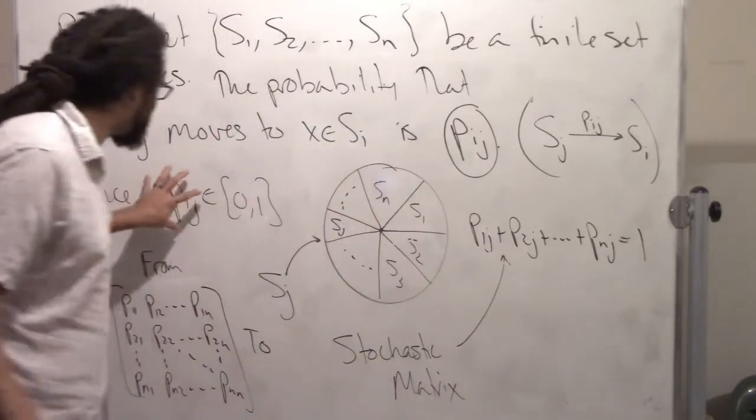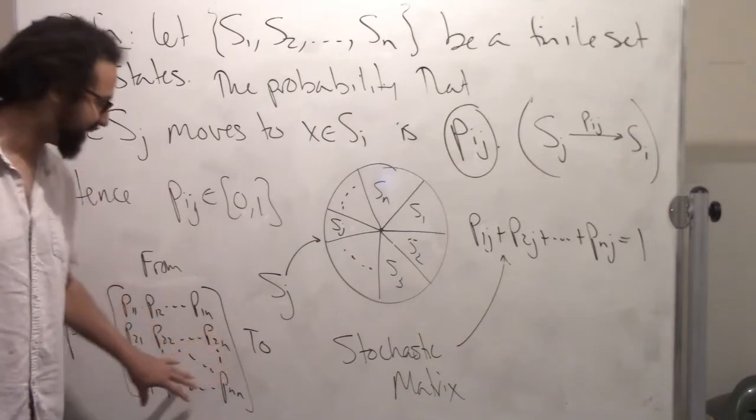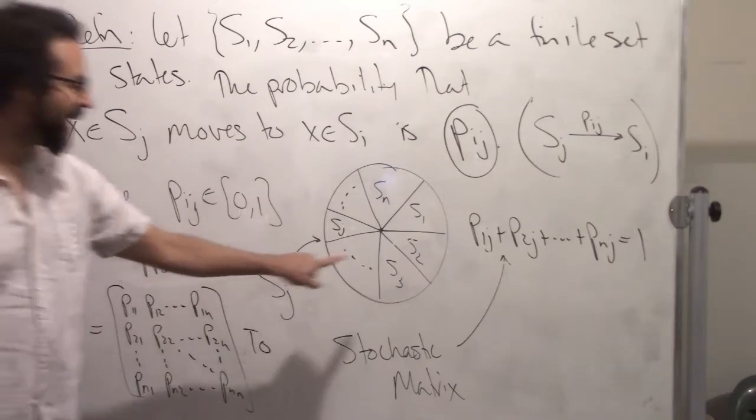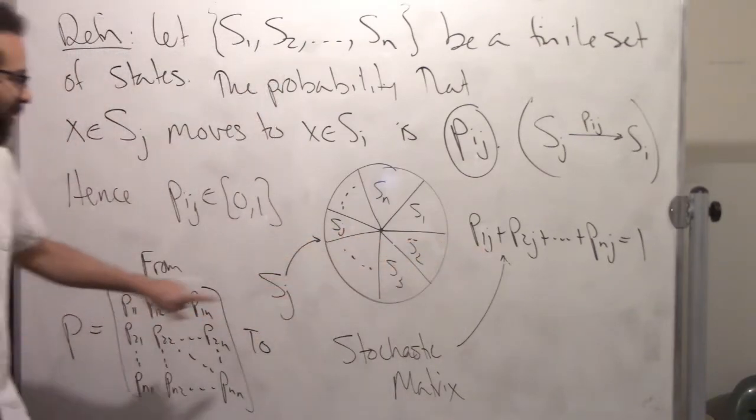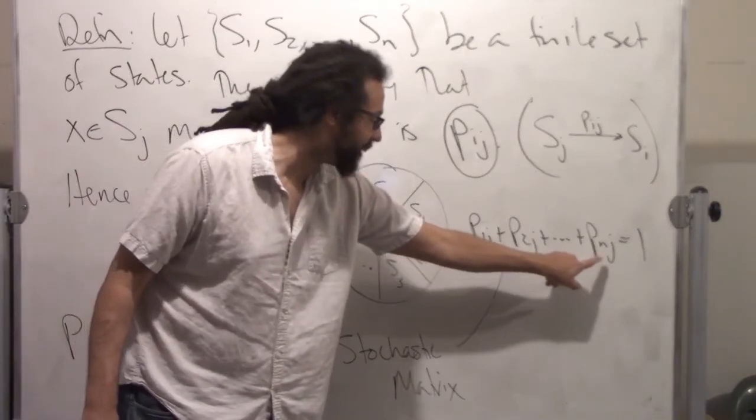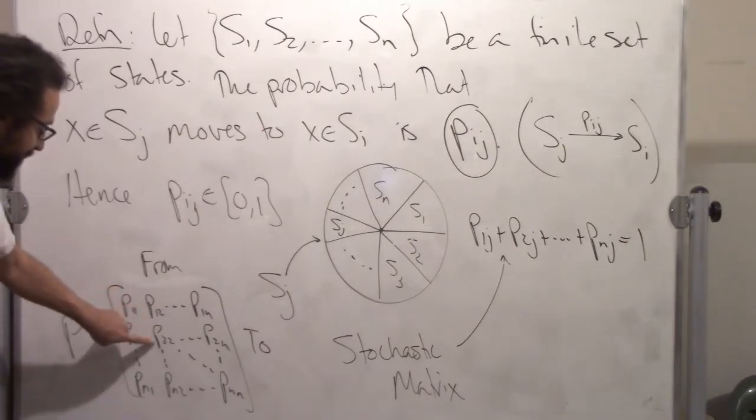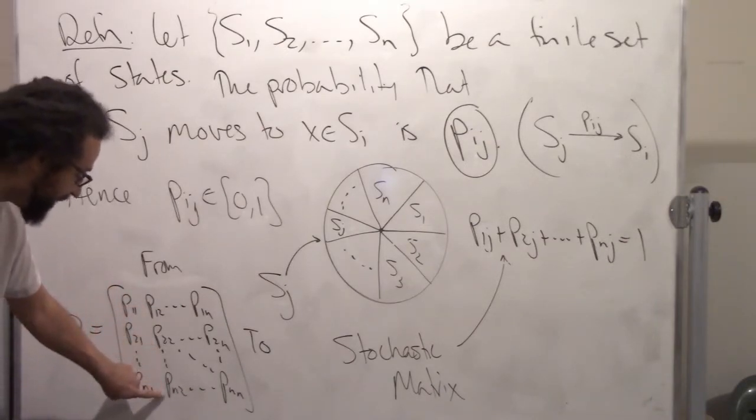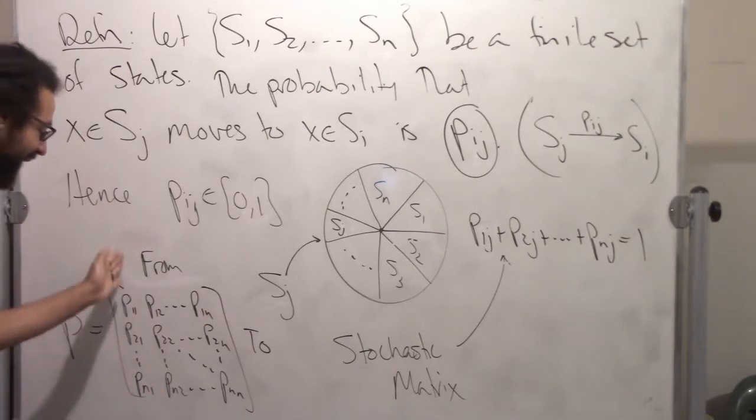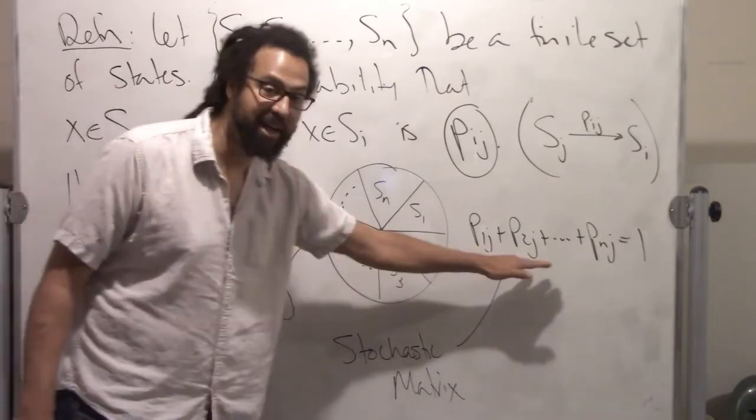So now we can arrange the Pij's in a matrix. This thing is called a probability matrix. All of the entries are between 0 and 1. And for example, P12 plus P22 plus blah, blah, blah, plus Pn2 is equal to 1. In fact, if you sum along any one of the columns, you're going to get a 1.